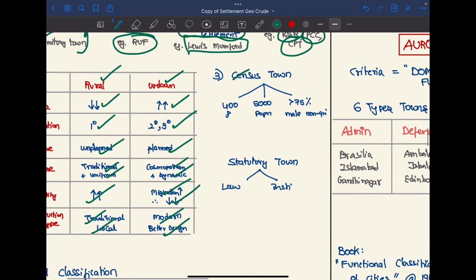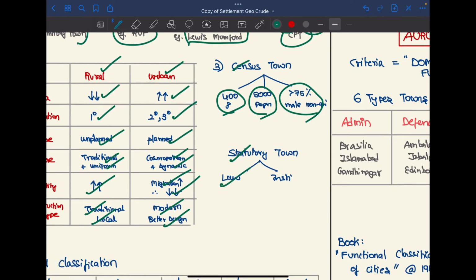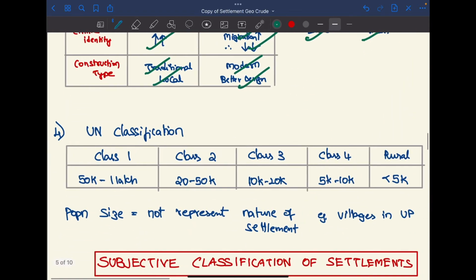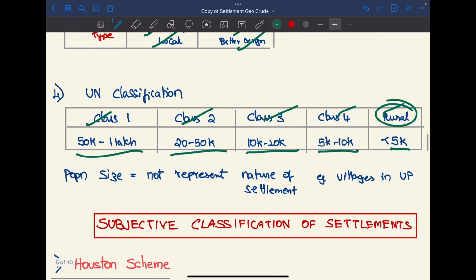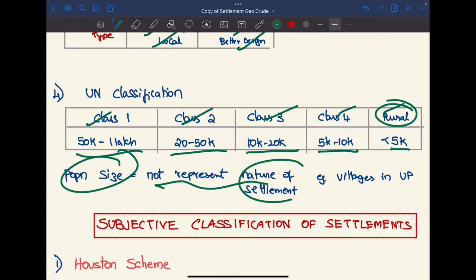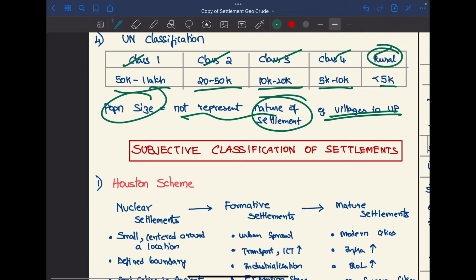Next, we have census town and statutory town. Here, density is more than 500, population greater than 5,000, more than 75% male workers in non-agricultural activities. These are defined by laws of the institutions. Next, we have the UN classification. Class 1, 2, 3, 4, and 5 or the rural areas. This is less than 5,000. This is 5,000 to 10,000, 10 to 20,000, 20 to 50,000, 50,000 to 1 lakh. But population size does not represent the nature of the settlement. For example, many villages in UP have huge populations, but they are not urban.